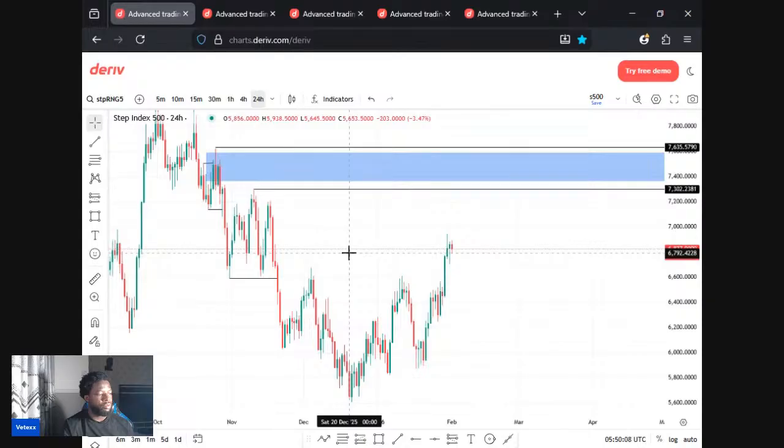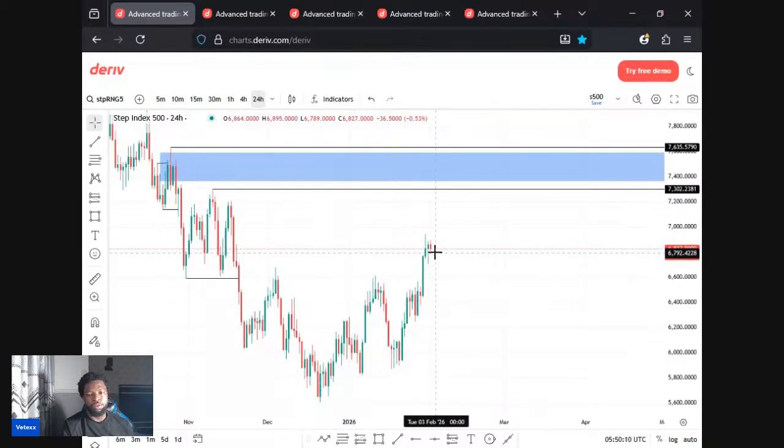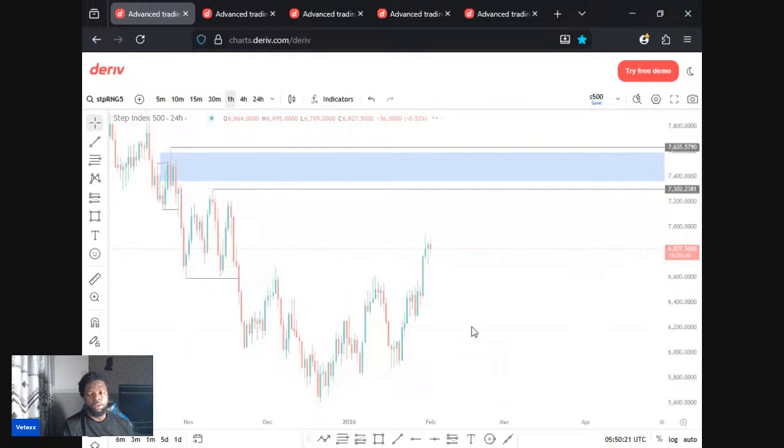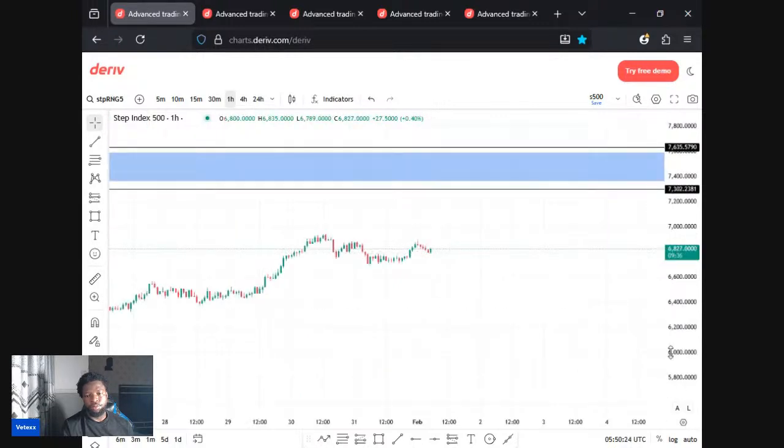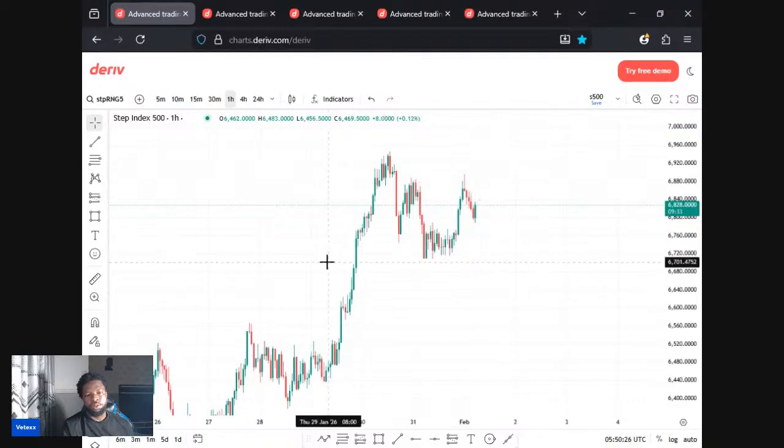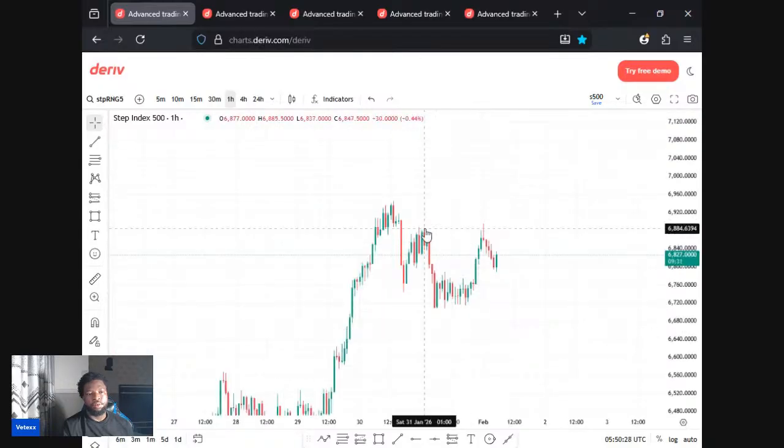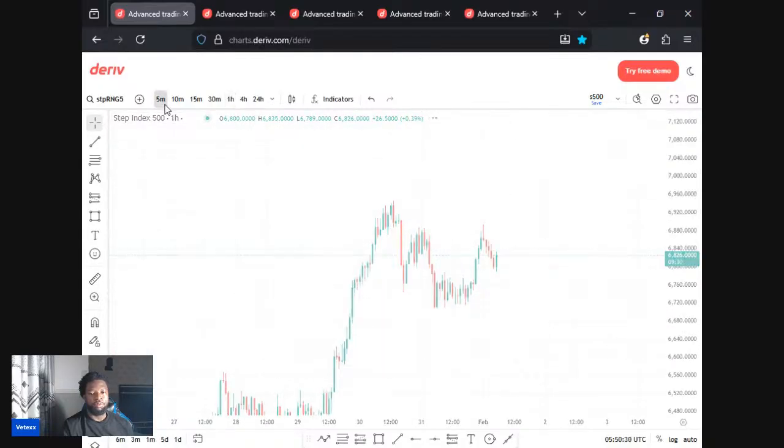So the best thing for us to do now is wait for price to tap into this zone. Once you tap into this zone, you can then be sure of taking a trade. But there's something that is happening on the 1-hour time frame. Let me check it again and see if it's something we can look into. Okay, it looked like a sell. Let me check the 5 minutes.